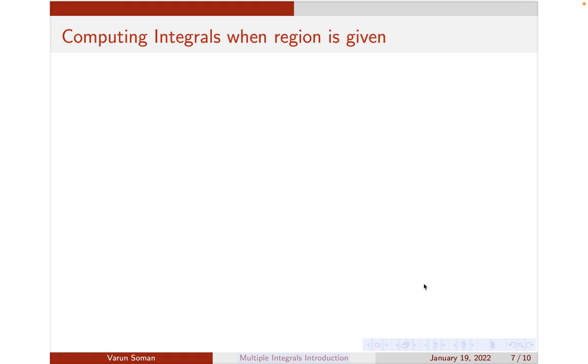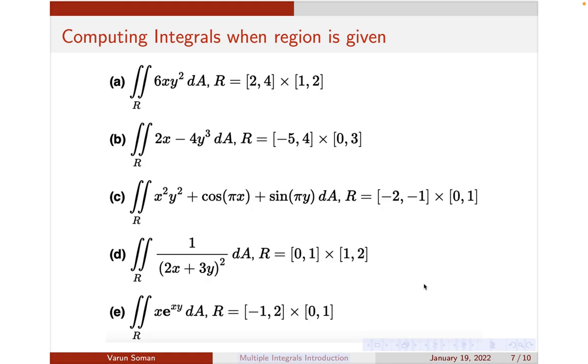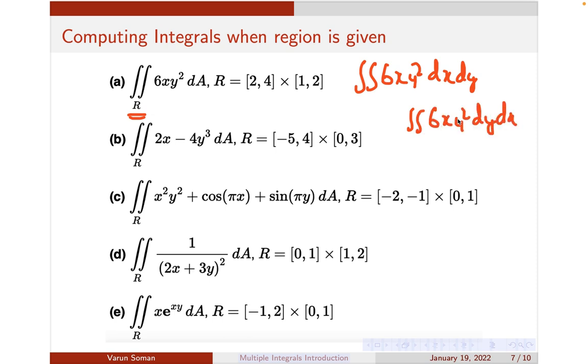Now we will compute the integrals where the region is given to you. That is also very simple. These are some questions for you. Here they have just mentioned it as RDA. I can write this in 2 ways. I can write this as 6xy square dx dy, or I can write this as 6xy square dy dx also, because area is length into breadth, so it is dx dy or dy dx.